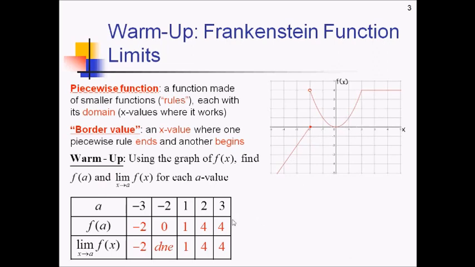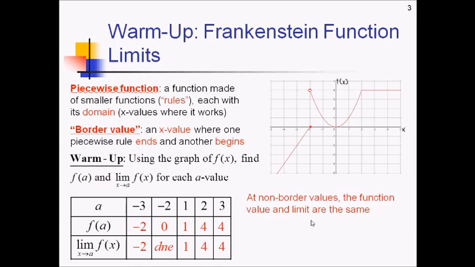It appears that at our non-border values, -3, 1, and 3, the function value and the limit were the same. So if you had an algebraic piecewise function to work with and you just plug in a non-border value, whatever you get back is also going to be the limit.